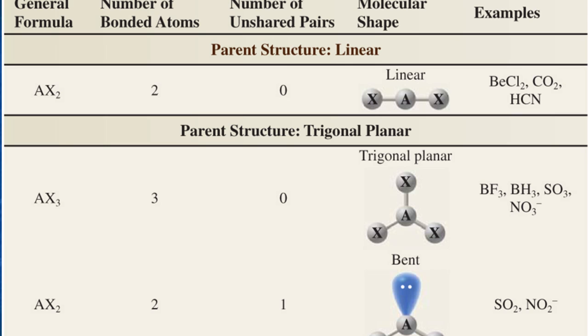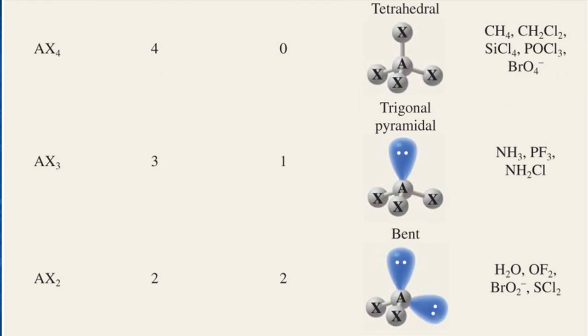Okay, so now let's go to the next one, tetrahedral. Here is your parent structure, tetrahedral. In tetrahedral, when all 4 are bonded atoms like CH4, the shape is also tetrahedral. Now let's imagine one of them is a lone pair. So I'm going to take that one out. See the shape you get.